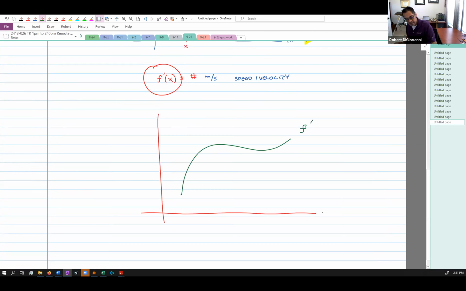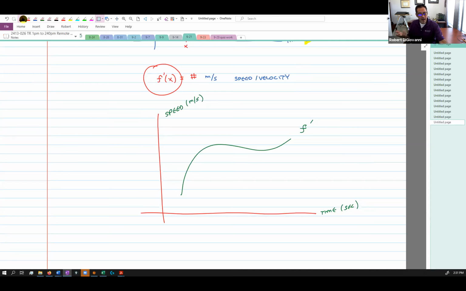The x-axis is still time in seconds. But what's the y-axis? It's not distance anymore, because the derivative doesn't tell us distance. It tells us what? It's your speed. So this is your speed, which is measured in meters per second.